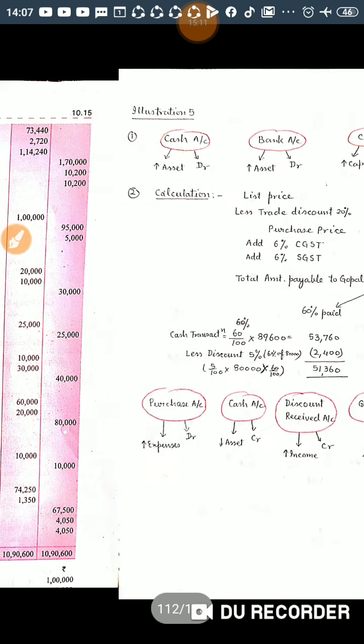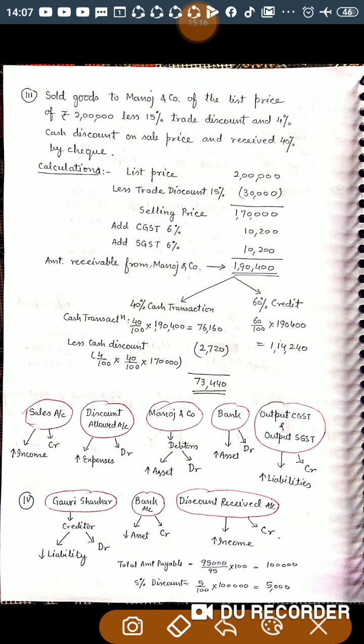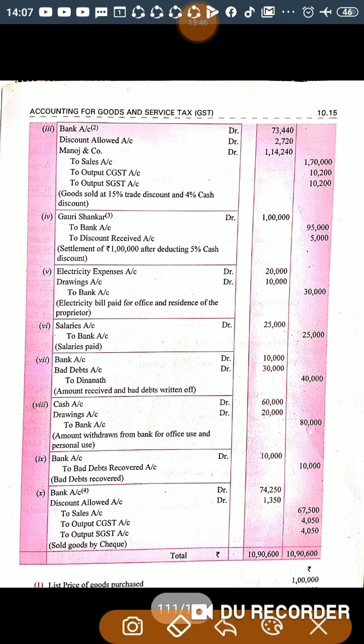5,000. I have also shown how we will calculate the amount payable to Gauri Shankar. In the question, it was said we have paid 95,000 after deducting 5% discount. So 95,000 is 95%. We will divide 95,000 by 95 and multiply by 100. We got the total amount to be paid to Gauri Shankar, that is 1 lakh, and the 5% discount, that is 5,000. So that has been considered here, and Gauri Shankar account will be debited with 1 lakh, to bank 95,000, and discount received 5,000.